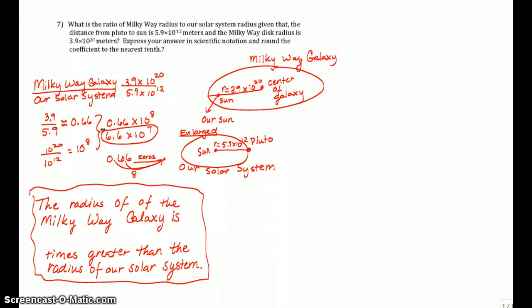Now, that's an okay way to write it, but it doesn't really always help us think about it. So since it's really not that big of a number, I went ahead and wrote the radius of the Milky Way galaxy is 6.6 times 10 to the 7th, which is 66 million times greater than the radius of our solar system. So that just gives you a feel for how much we're talking about in terms of big numbers, which is why we use scientific notation.